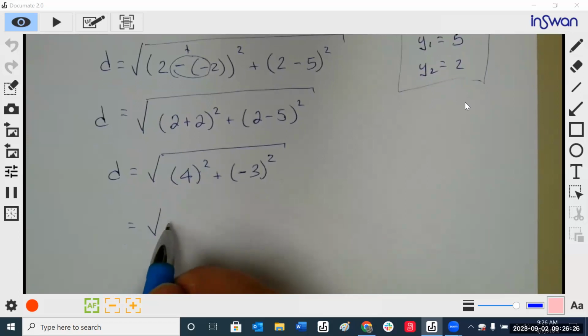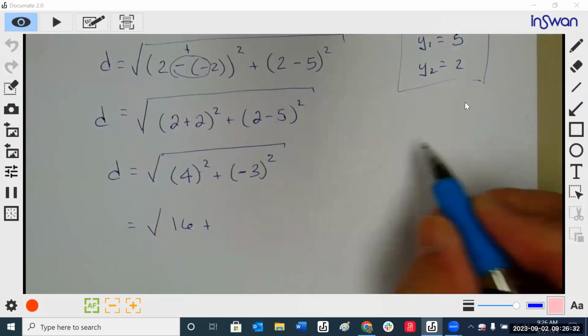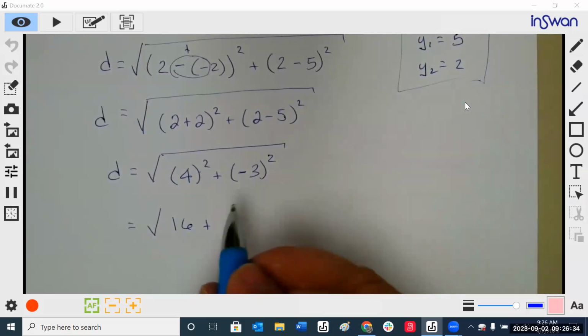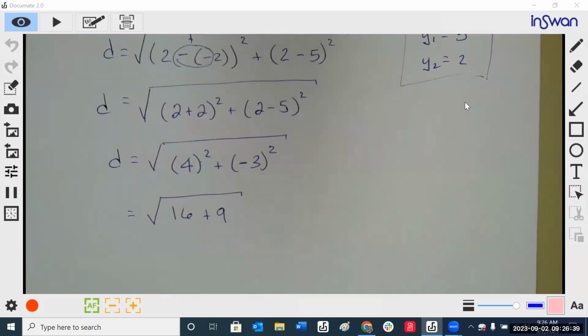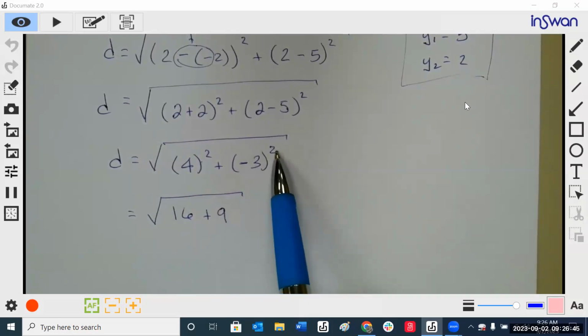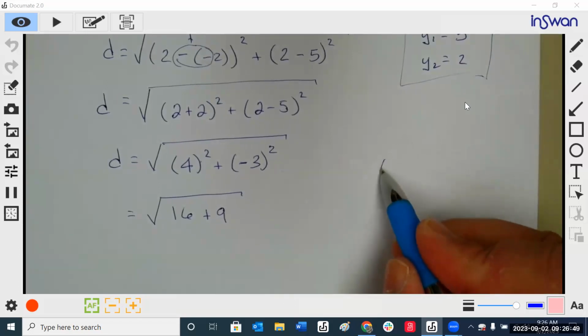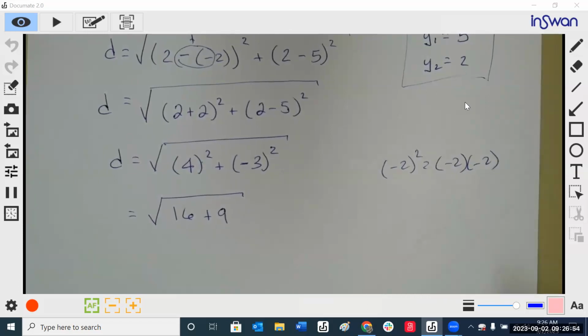4 squared. -3 squared. That's -3 times -3, which is +9. And that's the whole reason why we square the numbers: because you cannot have a negative inside a square root. So when we square a number, it always becomes positive. -2 squared is -2 times -2, which is +4.